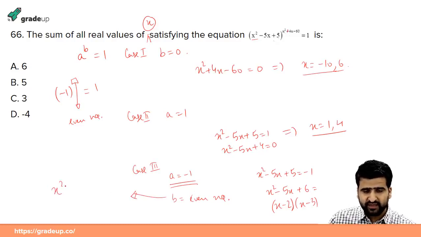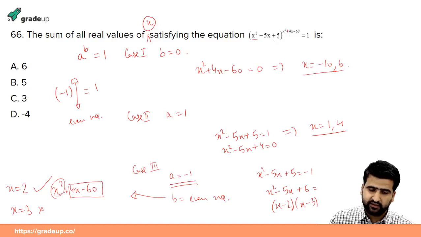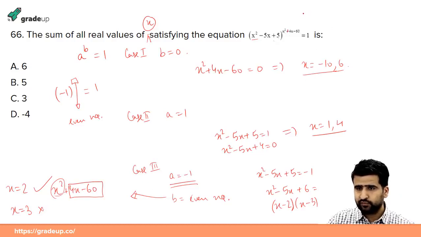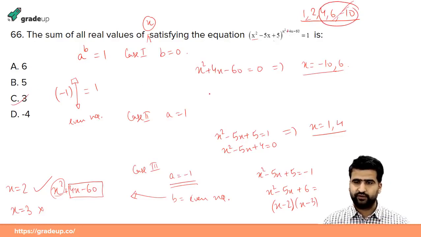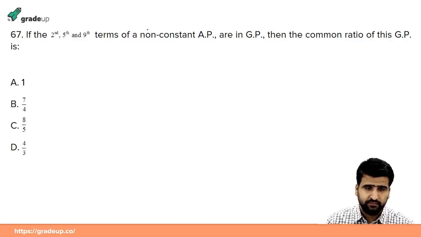The value of b is x square plus 4x minus 60. If you put x is equal to 2, it satisfies, it is an even number. If you put x is equal to 3, it does not satisfy, because you will get 9 over here, which is not an even number. So the exhaustive set of values will be 1, 2, 4, 6 and minus 10. If you add all these, the terms cancel out, and you get the sum equal to 3. So I consider that this was one of the toughest questions of the JEE 2016 Mains paper.